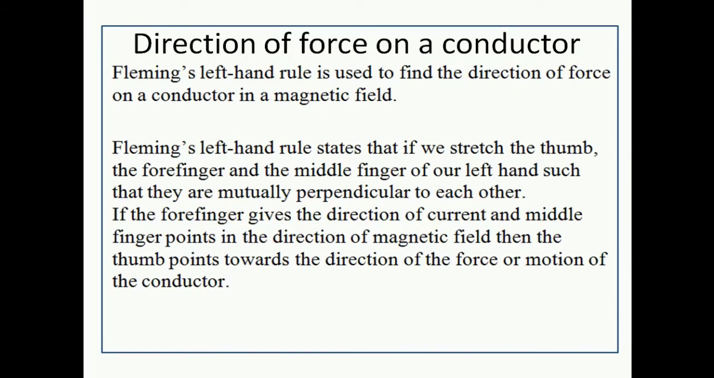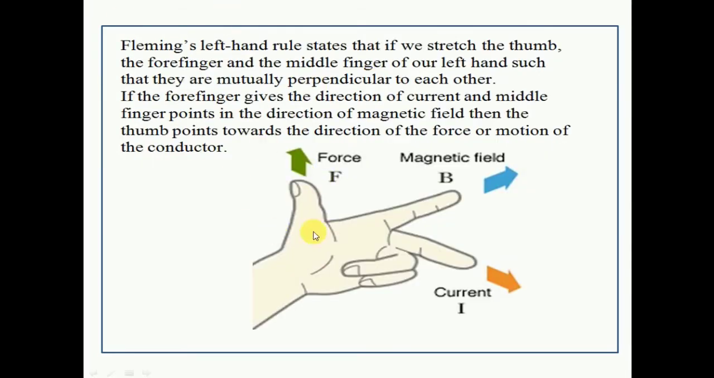Now to find the direction of force, we make use of Fleming's left hand rule. This rule says, if we stretch three fingers of our left hand, that is thumb, index finger and the middle finger, mutually perpendicular to each other, and if the index finger shows the direction of magnetic field, the middle finger shows the direction of current, then the thumb shows the direction of force on a current carrying conductor.